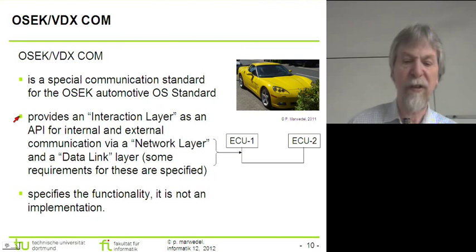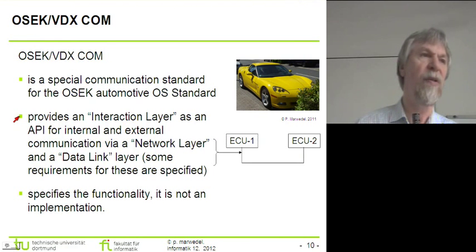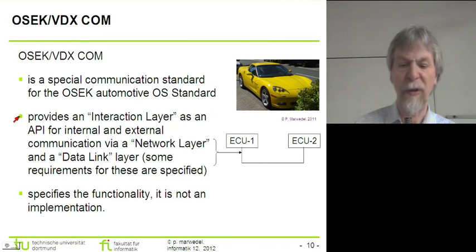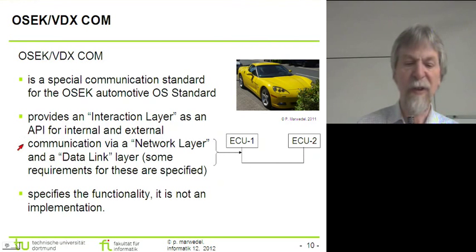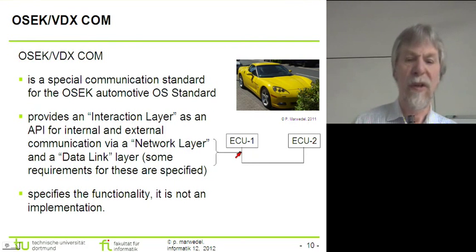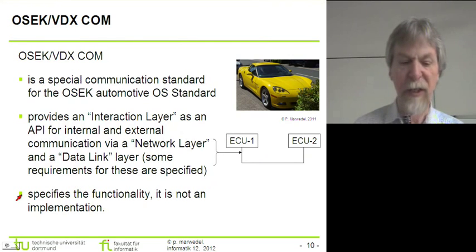The standard provides a so-called interaction layer that can be used if an application programmer would like to exchange information between the different ECUs in a car. This layer is designed on top of two lower layers that are actually performing the communication. There are the network layer and the data link layer, and these two layers are closer to the actual means of communication that we're using in the car. Like I said, this standard is just defining the functionality. It's not an implementation by itself.